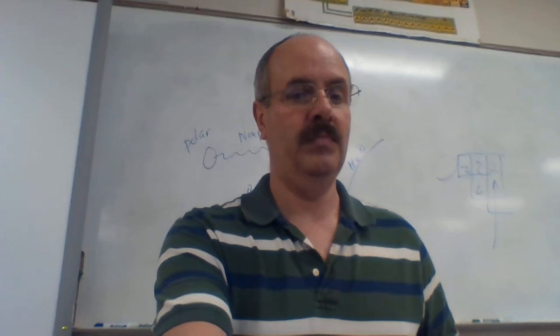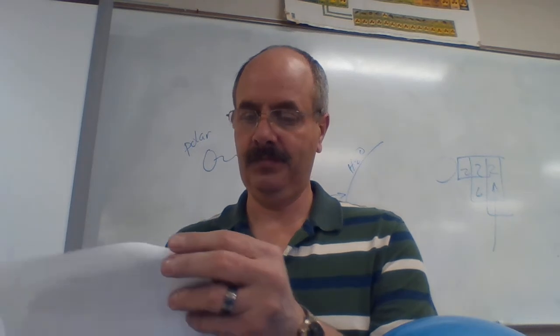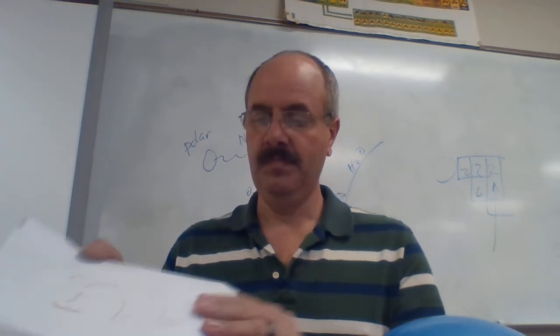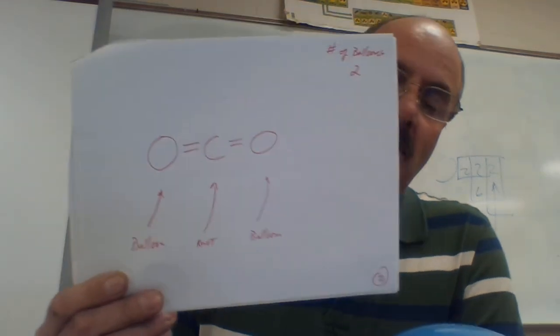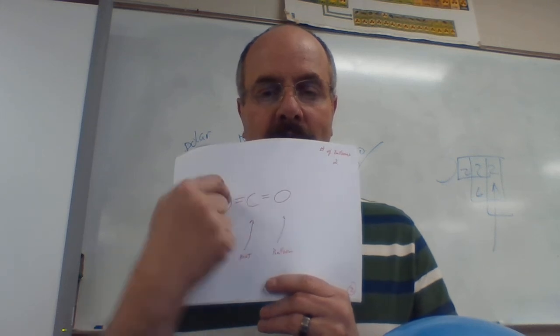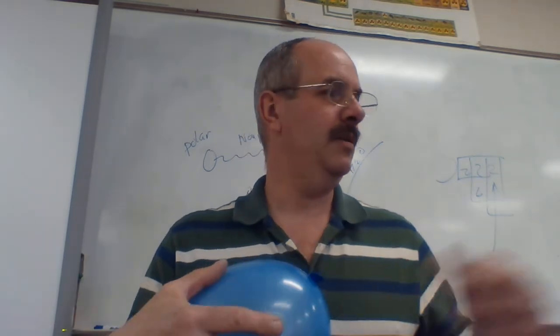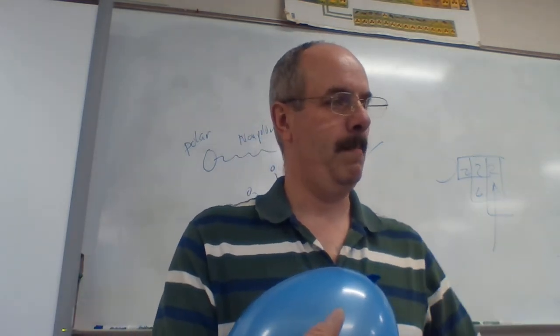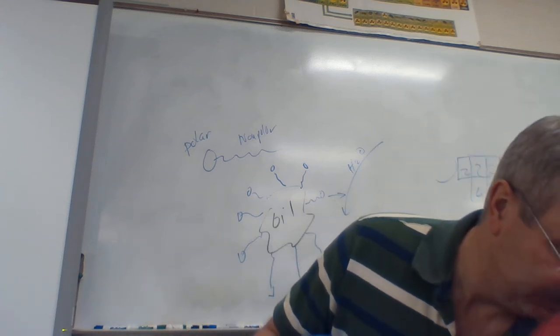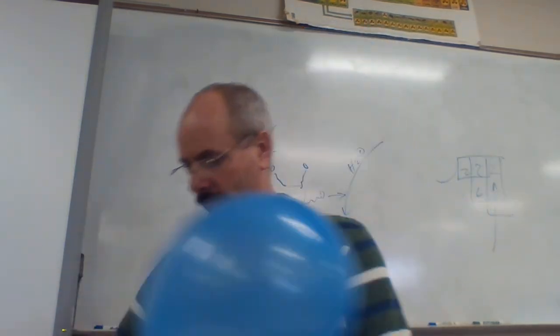If we go to the second one, I have diagrammed carbon dioxide. Carbon dioxide looks like this, with two double bonds. I've got my carbon in the center and two oxygens on either end. The balloons are going to be the oxygens, and the knot in the middle is going to be the carbon. So I take two balloons and hold them together at the knot, and I end up with this.